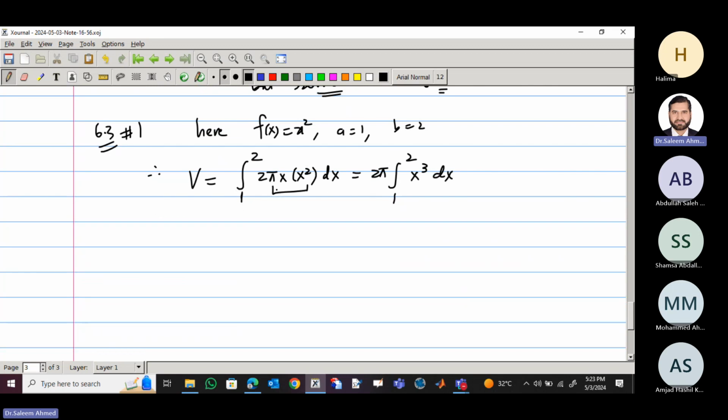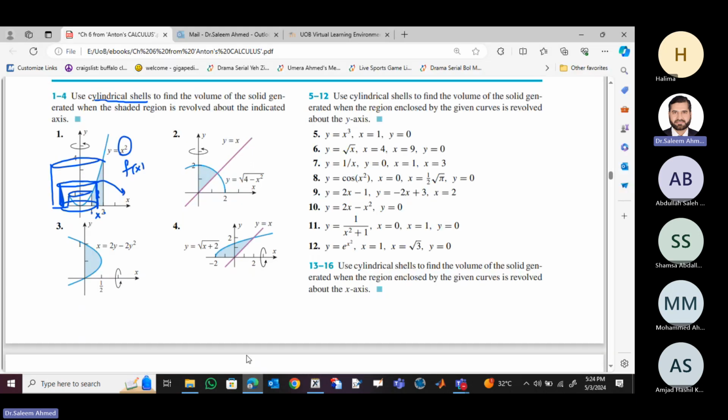I will not just integrate directly. x and 2x, they will multiply first. This is x cubed, so I will write x cubed first. And now I will integrate, which is x to the 4 over 4 from 1 to 2. Then I will put in 2 first, 2 to the power 4 over 4, and minus I will put in 1, so 1 to the power 4 over 4. So 16 minus 1, 15 over 4 is the answer. Okay, so in cylindrical shells, you have to be careful that we are going to the opposite side.